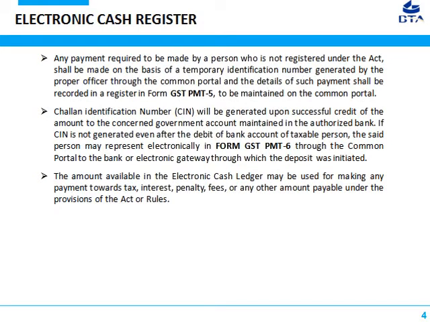Any unregistered person shall make payment on the basis of a temporary identification number generated through the common portal, and the details shall be recorded in form GST PMT-7. Challan identification number is generated for identification of payment made by the taxable person. If the number is not generated, then the concerned taxable person shall represent electronically in form GST PMT-8.